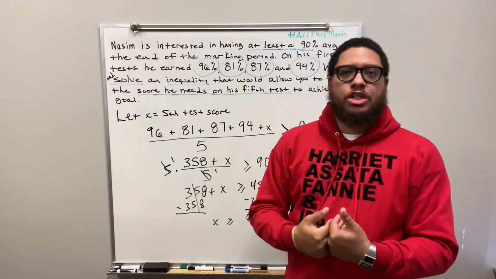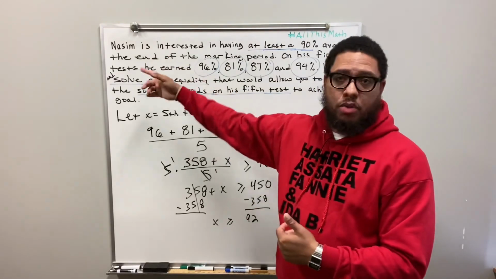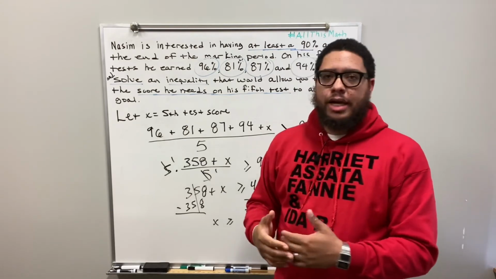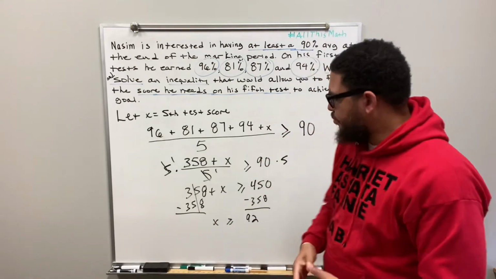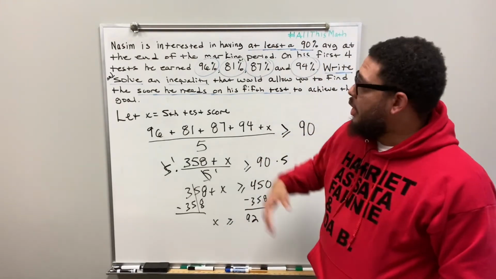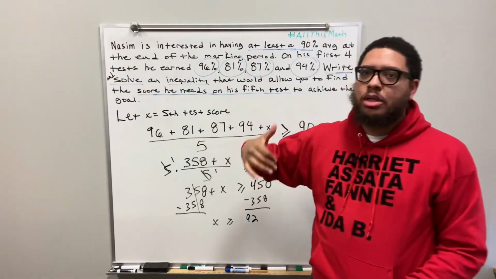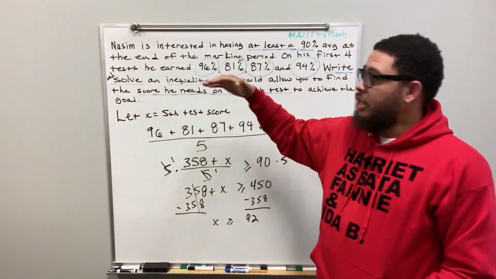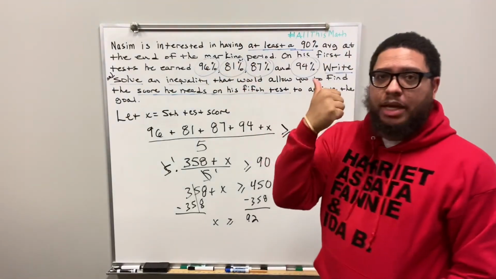He just wanted to know, Nasim just wanted to know, well, what do I have to do to get at least an 80? I'm sorry, not 80, at least a 90. All right? So that's what we do. And this is how you do these problems. Again, word problems, break them down, read them, just like you're reading a book. Read them, identify what you're being asked to do.